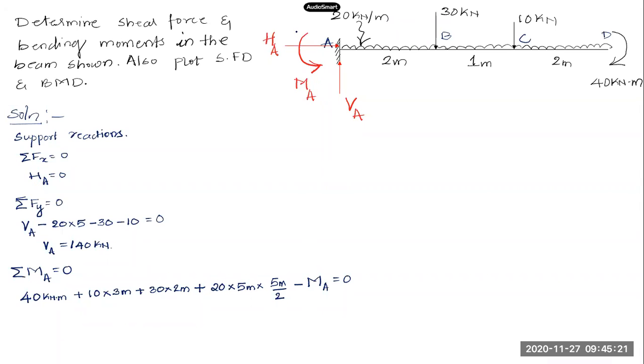And one more moment is the reaction we have assumed here at support A, MA, which is in anti-clockwise direction. So that has been added, minus MA. So this tells us what MA is equal to. How much does this MA come out to be? Calculate that. Give me the value of MA. 380, sir. Okay, so MA is 380 kilonewton meter. Now we'll go for calculating the shear force values.